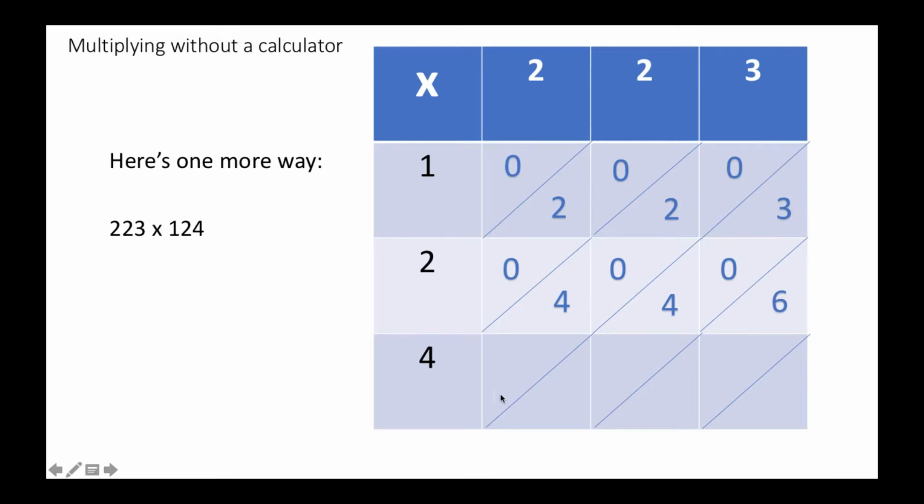Then we have 4 times 2 is 8, 4 times 2 is 8, and then on this last one, 4 times 3, so 4 times 3 is 12, and that means we've got 1 ten and 2 units, but it's easy to remember because you just write 12. 1 in there and 2 in there. Nice and easy.